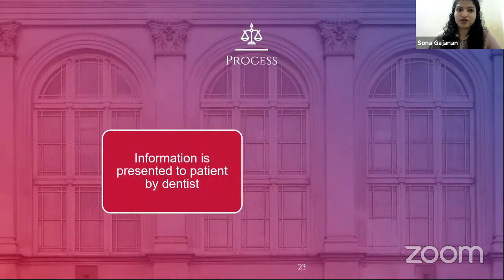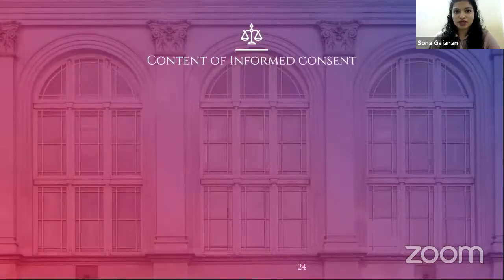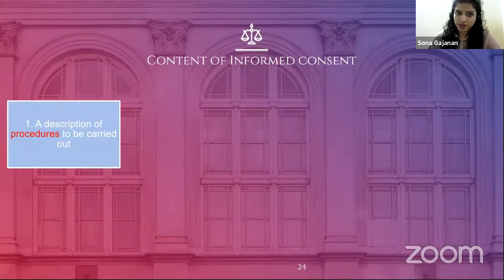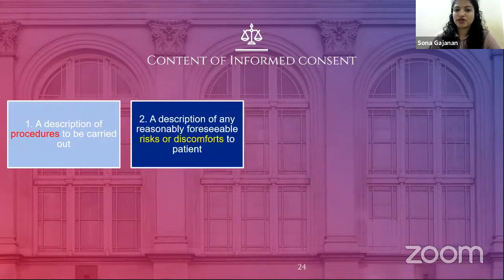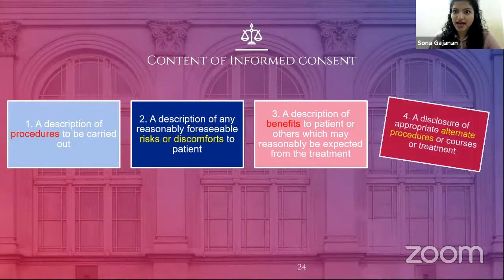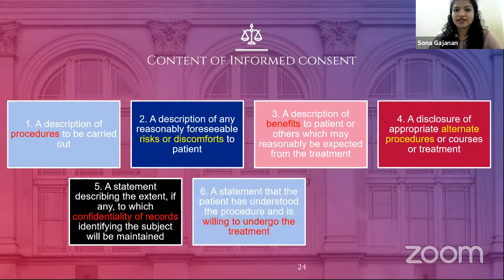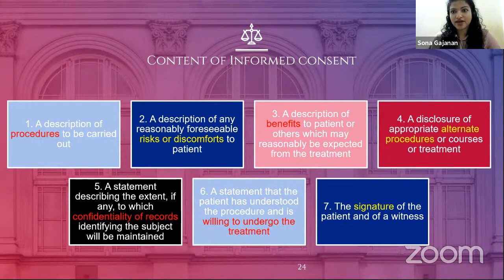So how do you get consent? First, the information is presented to the patient by the dentist, and then the patient satisfies oneself that he or she has understood, and then agrees or refuses to undergo the treatment. Now, when you give written informed consent, what should it consist of? It should consist of a description of the procedure to be carried out, a description of the risks or discomforts that are foreseeable, the benefits of the treatment, alternate procedures, confidentiality of the records, a statement that the patient has understood the procedure and is willing to undergo the treatment, and finally the signature of the patient and of a witness.